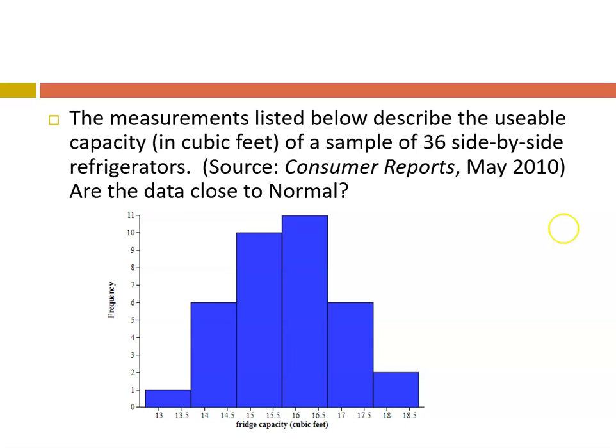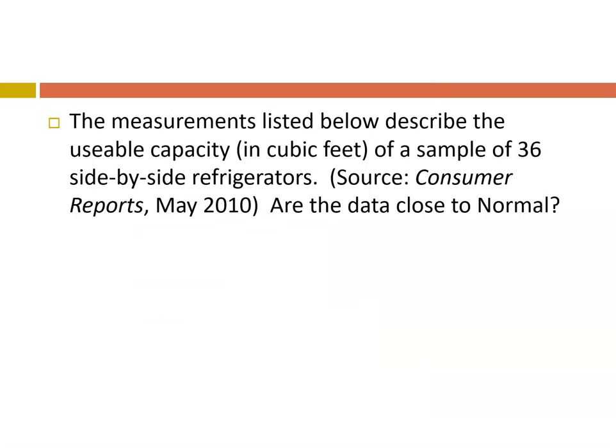And I made a histogram of the fridge capacities. I started at, I think, 12.8, 12.7, something like that. And it looks symmetric. It looks approximately normal. So we don't have reason to doubt that it is. But since I don't think that it's not, sorry for the double negative, I'm going to continue on and test the calculations.